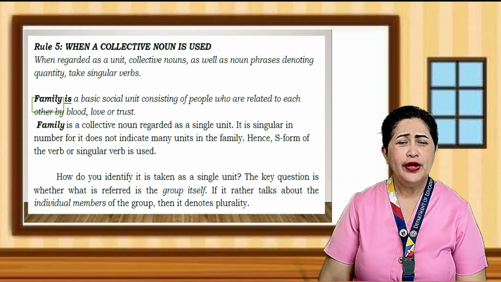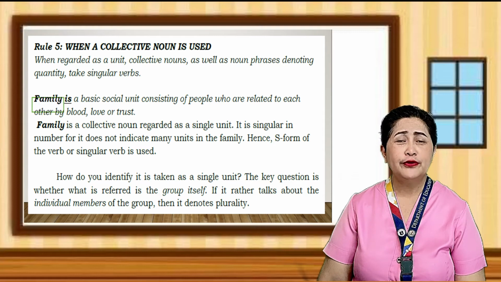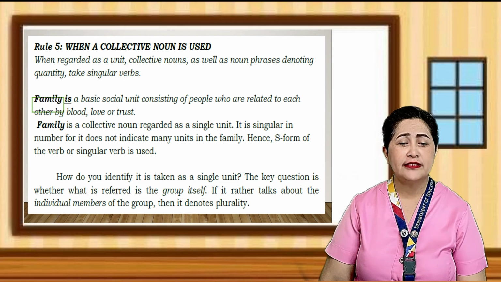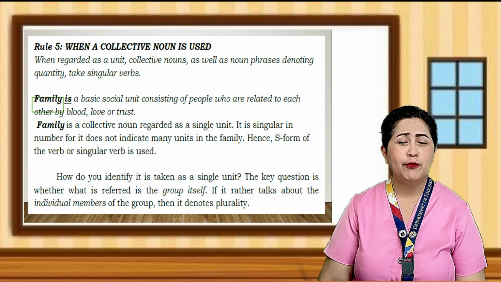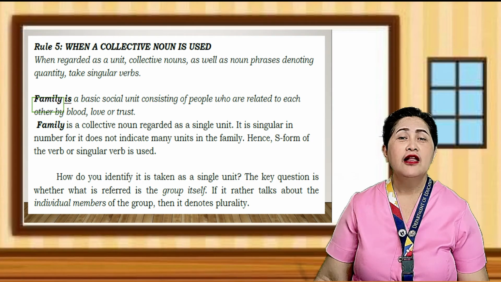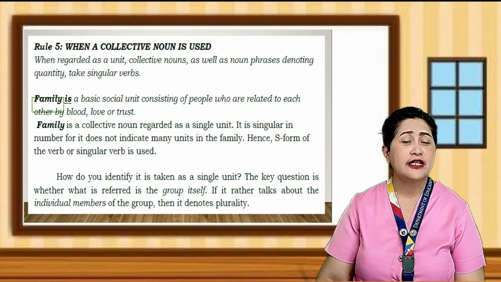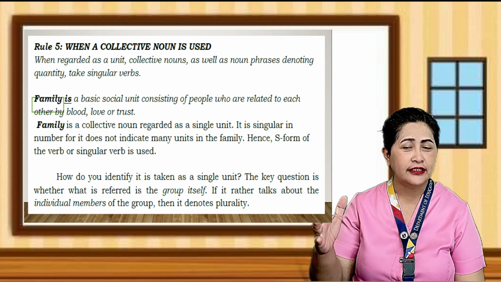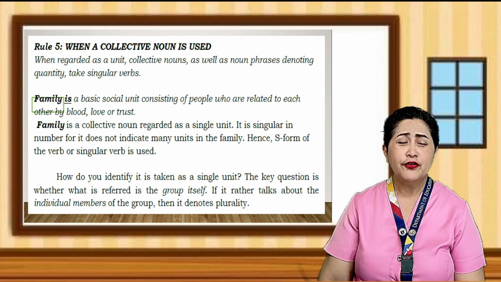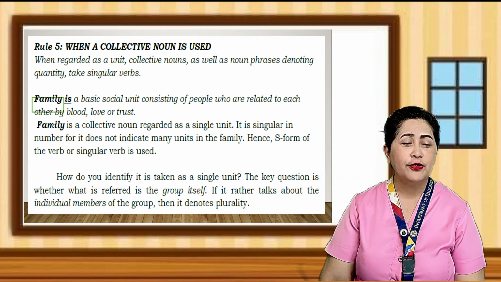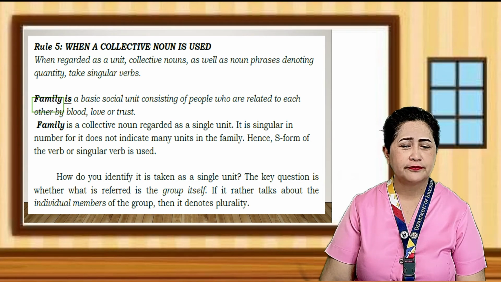Rule 5. When a collective noun is regarded as a unit, collective nouns as well as noun phrases denoting quantity take singular verbs, like family. Family is a basic social unit consisting of people who are related to each other by blood, love, or trust. Family is a collective noun. It is regarded as a single unit. It is singular in number, for it does not indicate many units in the family. Hence, the S form of the verb or singular verb is used.